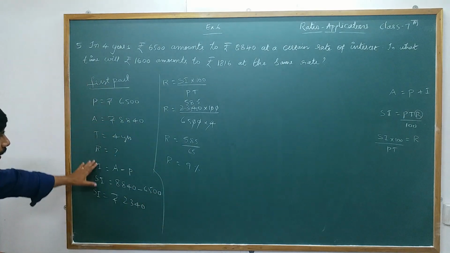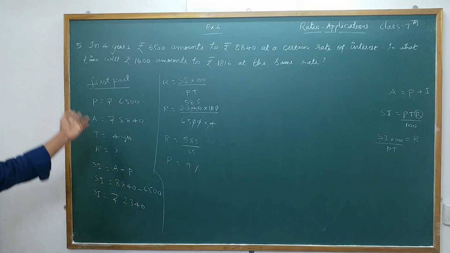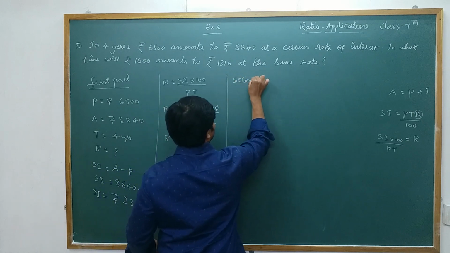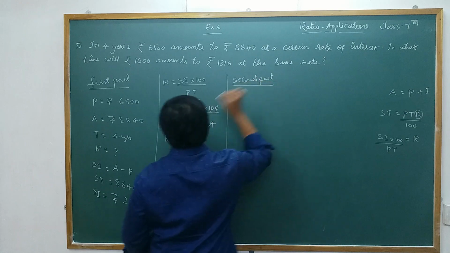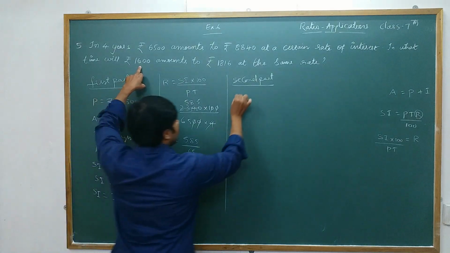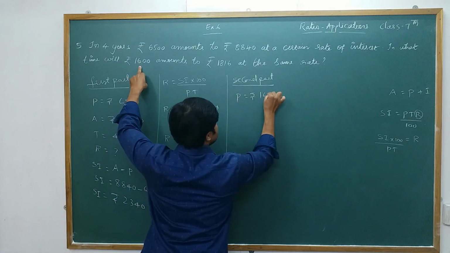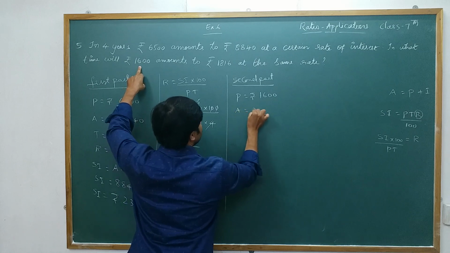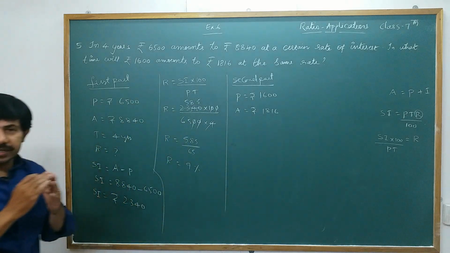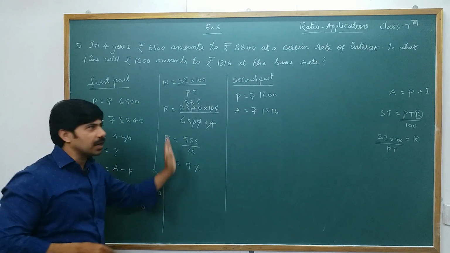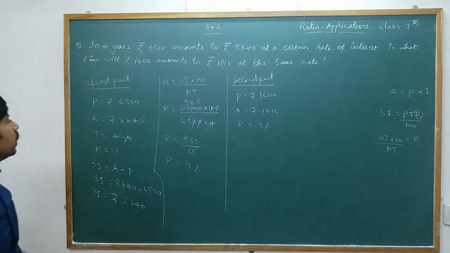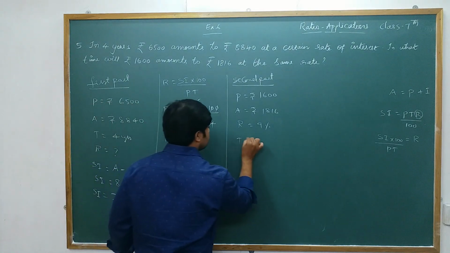So we did the first part. This same R equal to 9% we will carry to the second part. So what is the second part? Now we have to find out time. Principal is rupees 1600, amounts to rupees 1861 at the same rate. As he mentioned the same rate, whatever R we got in the first part repeats. So R is equal to 9%. Now we have to find out T.